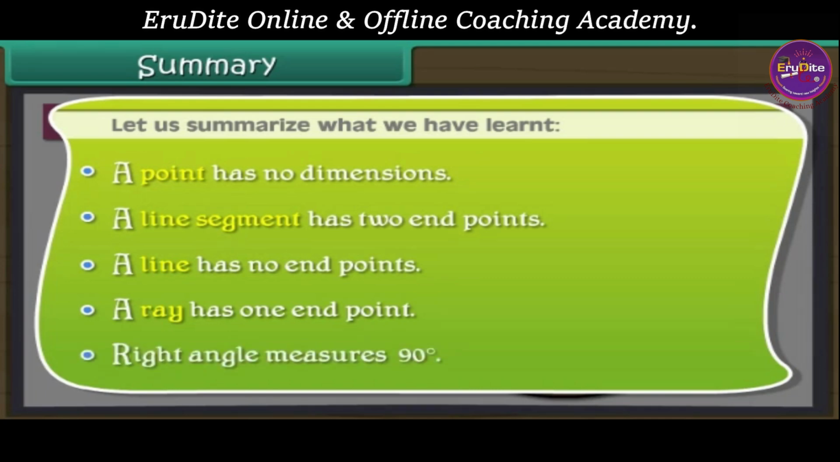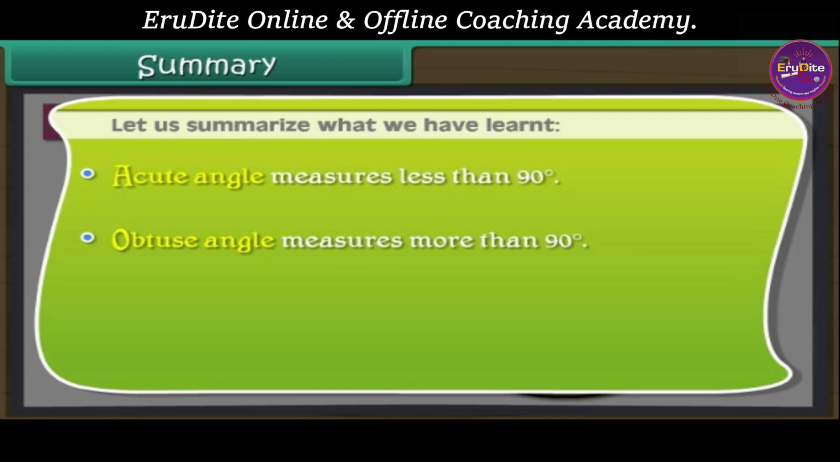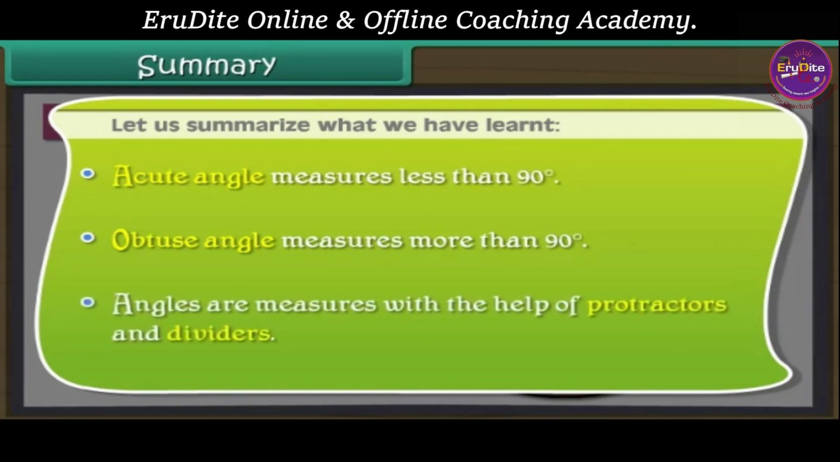Right angle measures 90 degrees. Acute angle measures less than 90 degrees. Obtuse angle measures more than 90 degrees. Angles are measured with the help of protractors and dividers.